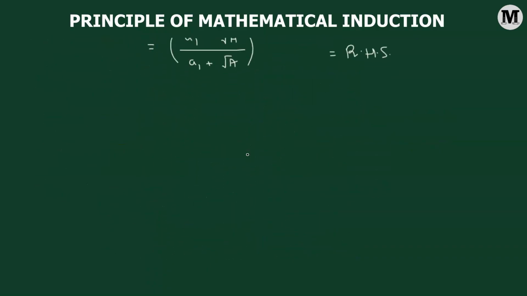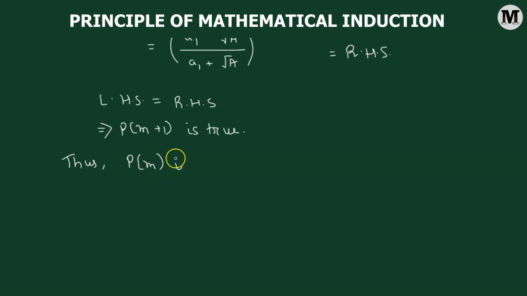So what we have done here is we have shown that the left hand side of the expression equals the right hand side. If this is the case, then we can say that the statement that we considered, p of m plus 1, is true. So we first considered the statement that p of m is a true statement, and with the help of this statement we are able to show that p of m plus 1 is also a true statement. This is what we were able to show.